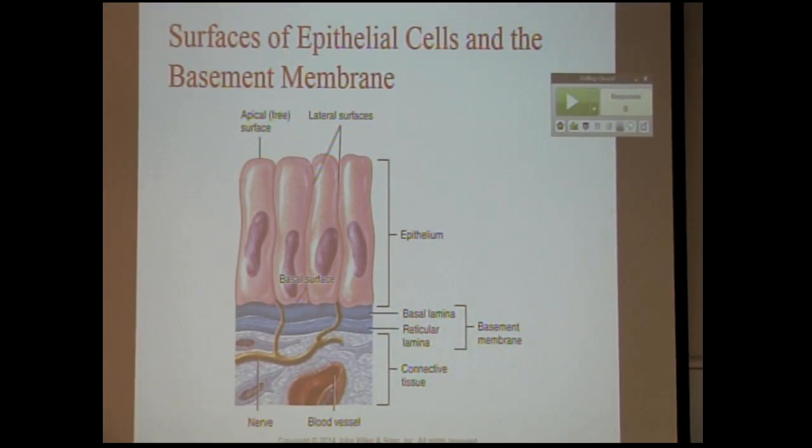So your skin, which is actually the next chapter, it's both. The outer part of your skin is epithelial, and as you get farther into the skin, it becomes connective. And we'll go through all those layers in chapter 5.